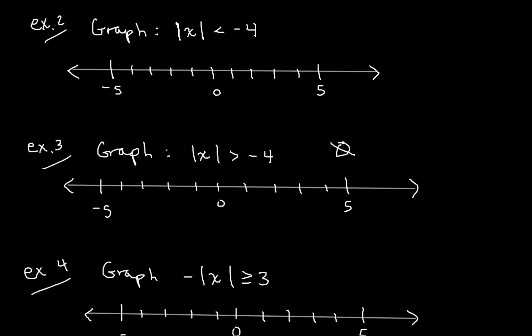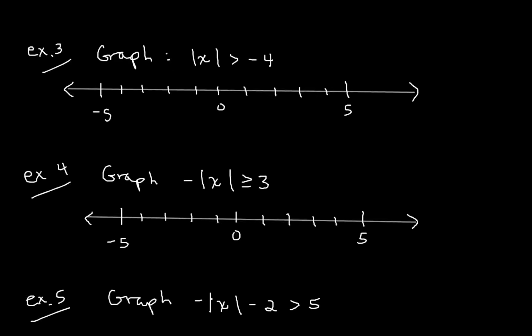The empty set, there's no solution. So you just leave your number line blank, and that proves there are no numbers, no positive numbers, that are less than -4. You could check that out if you want to. You could put in -2. The absolute value of -2 is +2, and that's not less than -4. So this one would be no solution.